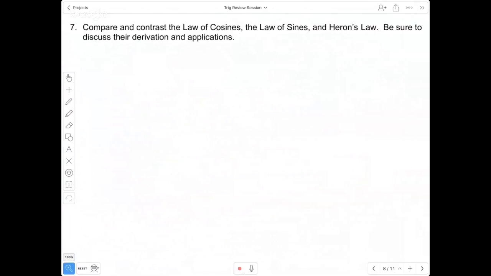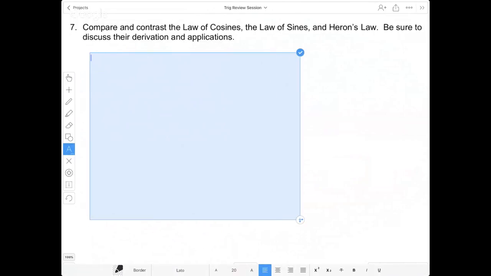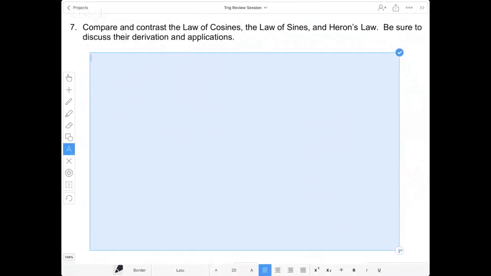Compare and contrast the law of cosines, the law of sines, and Heron's law. Be sure to discuss their derivation and applications. Okie dokie. Gonna grab a keyboard for this. Let's see. Start with derivations.